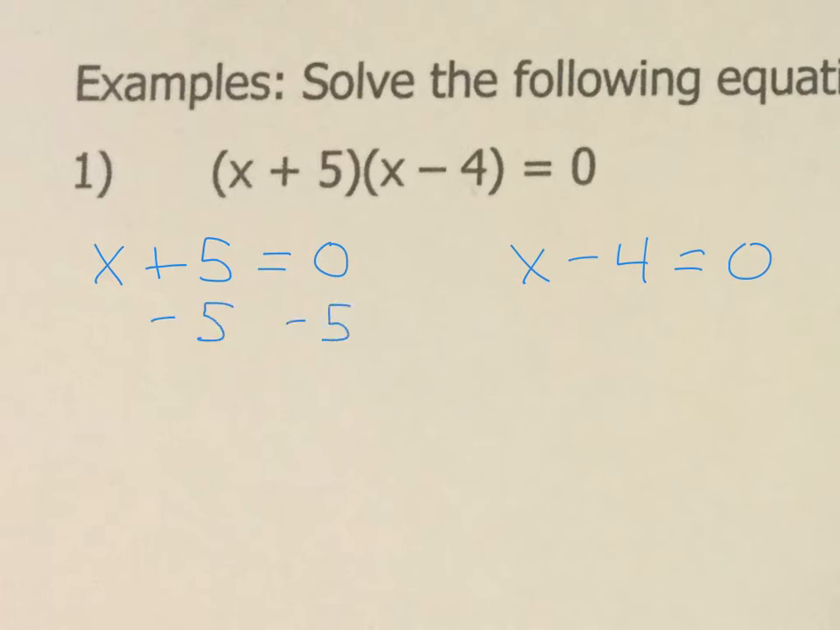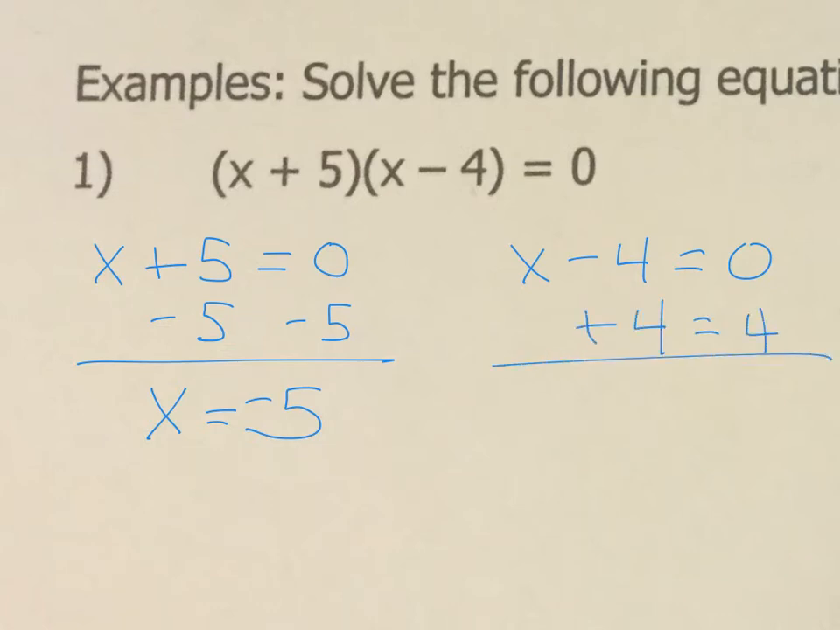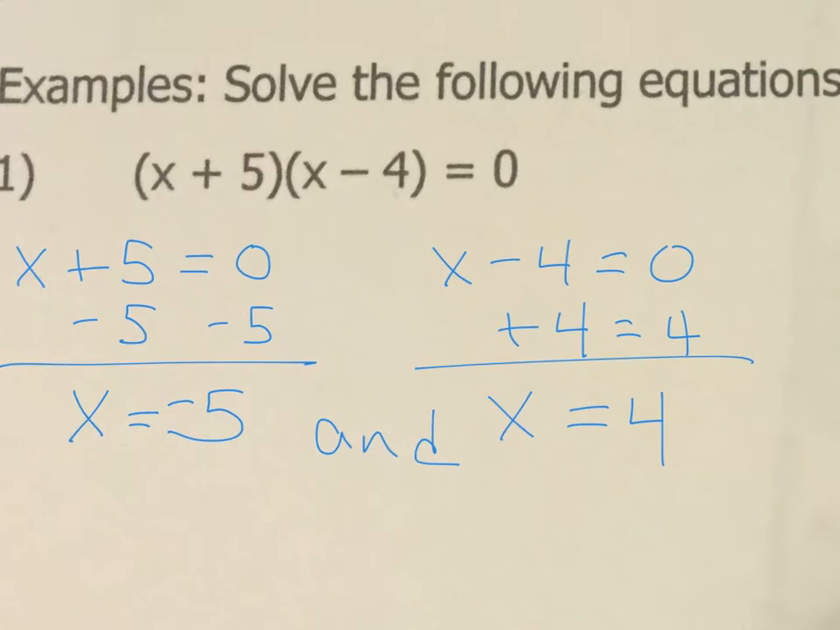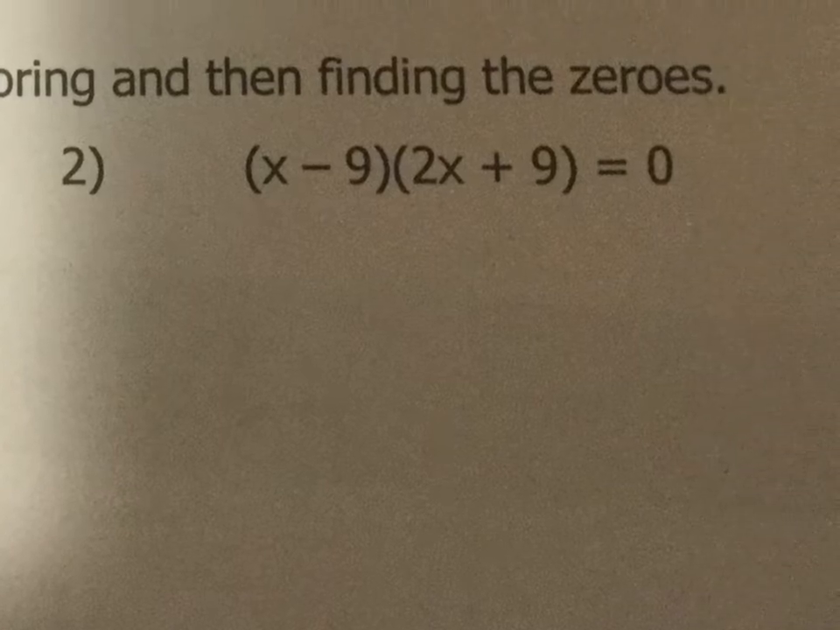Subtract 5 on both sides. So now we can see that one of our solutions is x equals negative 5, and another one of our solutions is going to be x equals positive 4. So the solution would be x equals negative 5 and x equals 4. So this quadratic equation has two solutions, or crosses over the x-axis 2 times. Let's look at the next example.